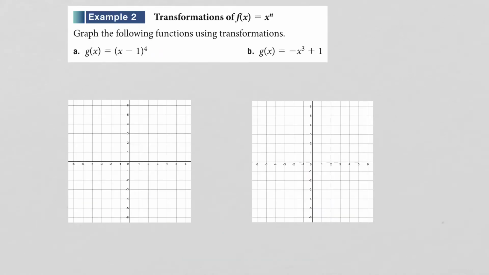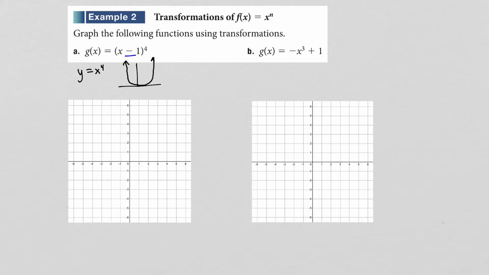Now we'll look at the graphs of a couple of very simple transformations of x to the n power. So for the first graph, we would like to graph g of x equals (x minus 1) to the 4th power. So we need to keep in mind, what does x to the 4th power look like? Well, we had it on the preceding page, and x to the 4th power, for the most part, is a graph that looks like this. So it looks kind of like a parabola, even though it is not a parabola.